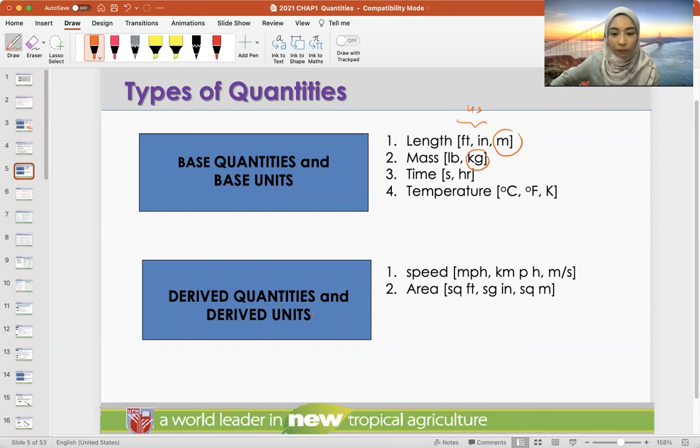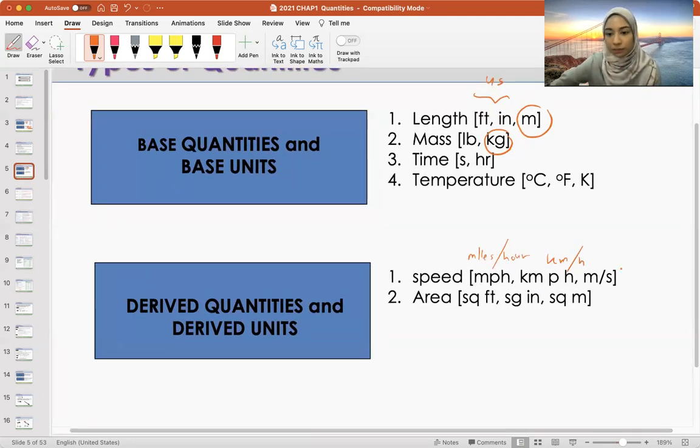And then we have derived quantities and their derived units. For example, speed, this is miles per hour. Okay, miles is US, you don't have to use it. This is kilometers per hour. And then we have meter per second, which is the SI unit. These others are not SI, but we can still use them. But if they ask you to give it in SI unit, please use the SI unit.